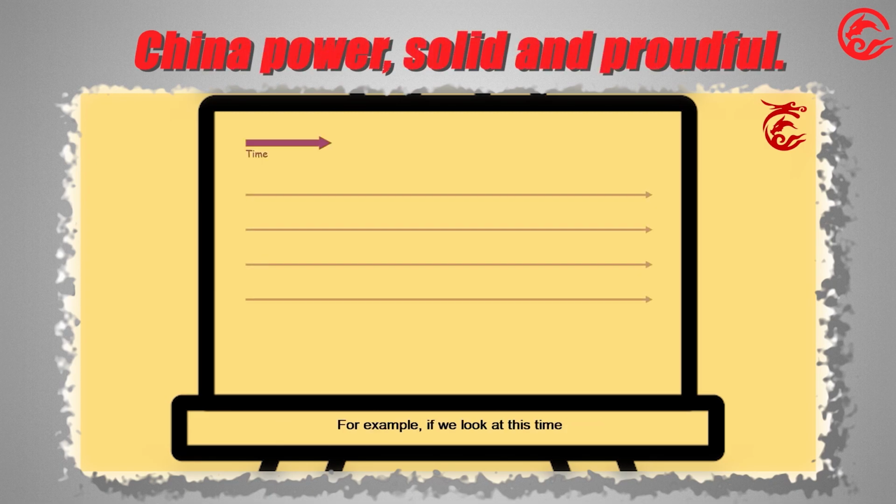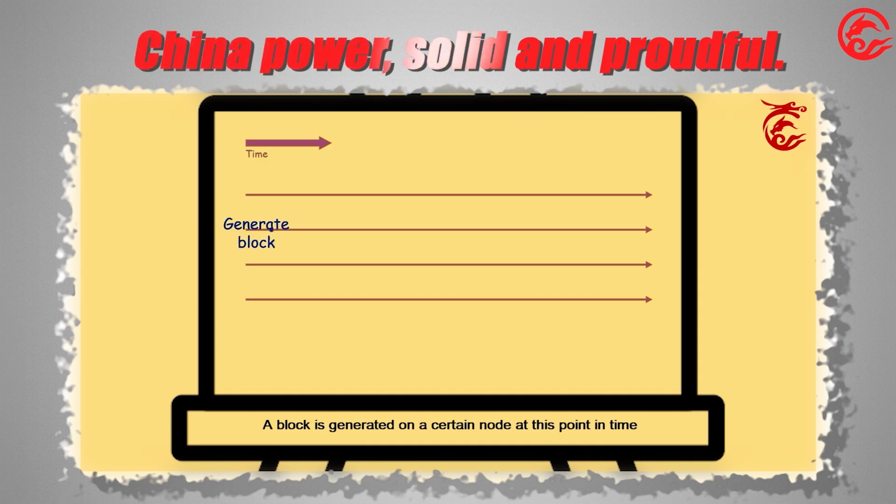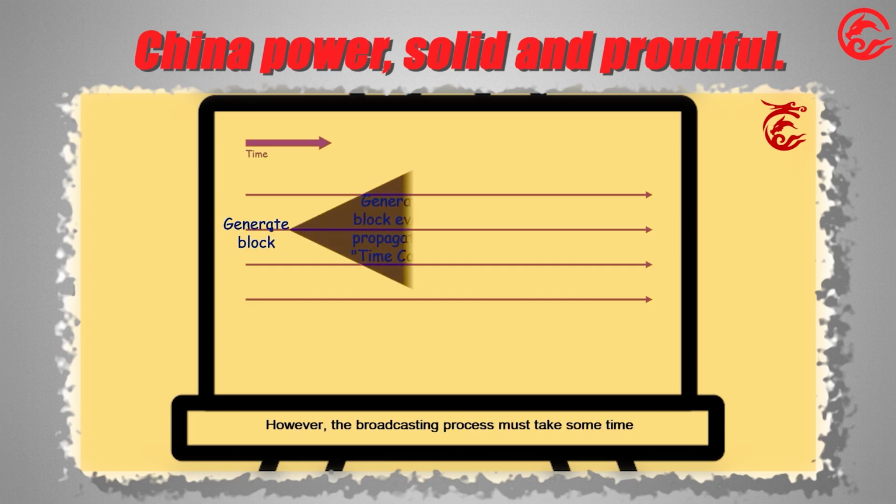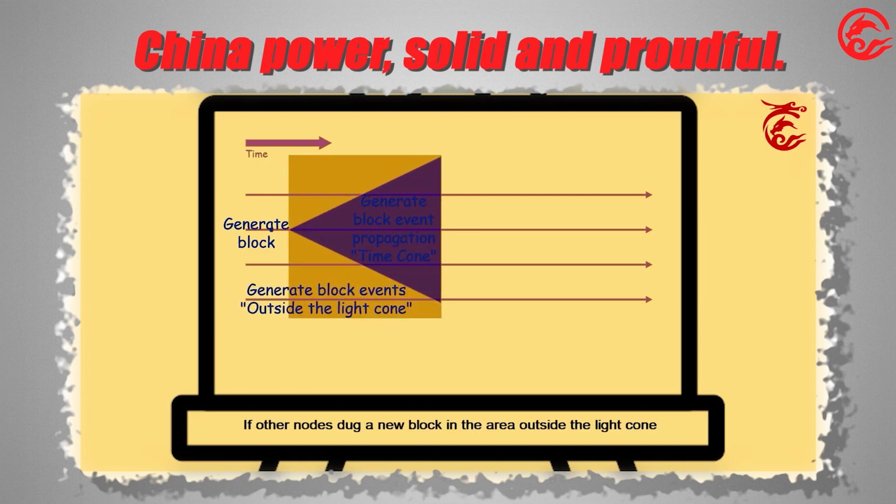For example, a block is generated on a certain node at this point in time. We need to broadcast this block to other nodes. However, the broadcasting process must take some time. This creates a light cone of time. If other nodes produce a new block in the area outside the light cone, there is no reference relationship between this block and the previous block. This situation will produce a fork, or an orphan block.